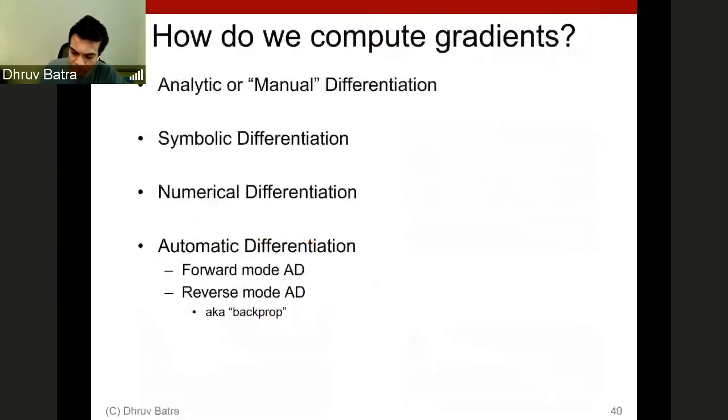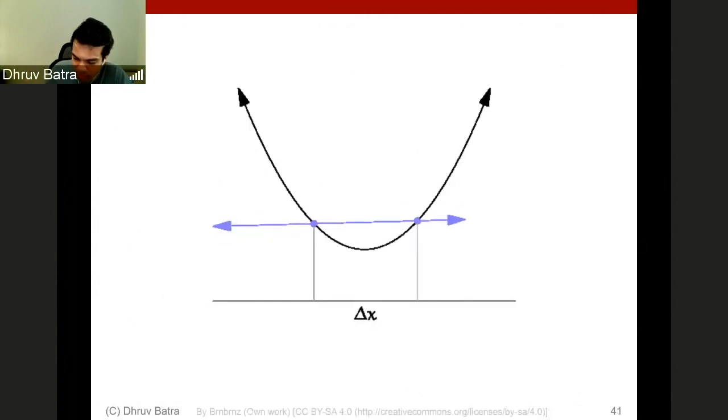We have told you four different ways of computing gradients. We've just told you their names, input output APIs. We have not gotten into details. Let's get into the details of the first one, which is pretty simple, numerical differentiation.